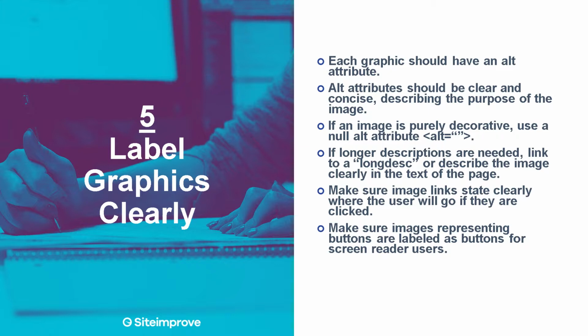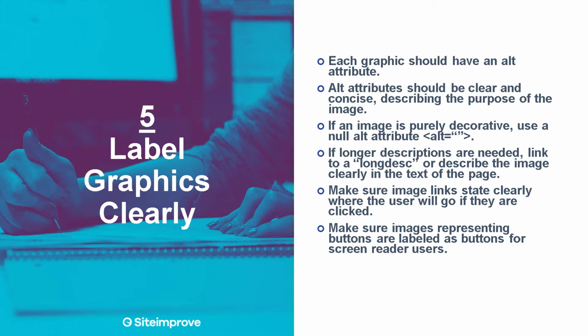Next is labeling graphics properly and clearly. Each graphic needs an alt attribute. If it's just decorative, if it's just a cute little thing on there that looks cool but serves no purpose, you can do alt equals quote quote. That's a null attribute, and screen readers will completely ignore that. So you can put that on, and those graphics will be totally ignored. But you do want to put an alt tag on every graphic, explaining the purpose of the graphic, describing it however important you deem the description needs to be. Make them clear and concise.